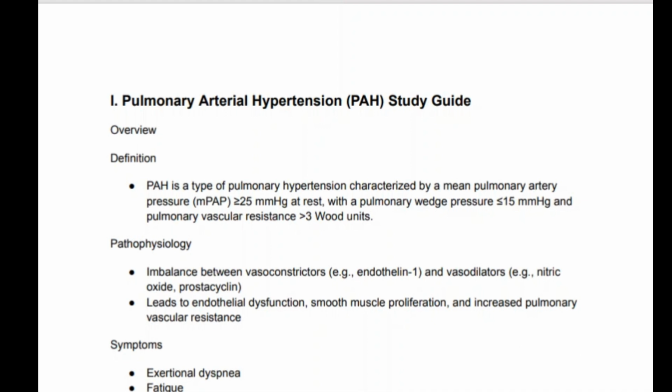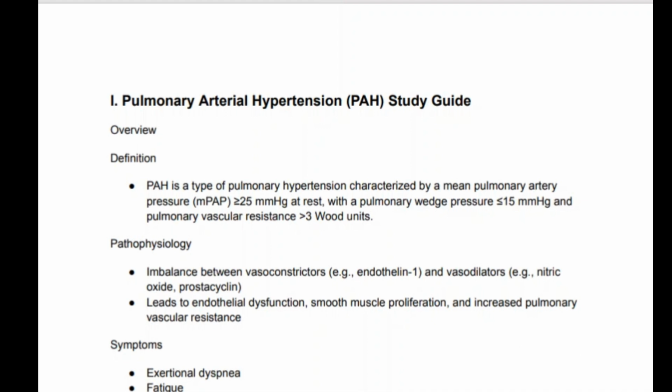I remember it's all about an imbalance. We have vasoconstrictors like endothelin trying to narrow those blood vessels. Right, and at the same time we have those vasodilators like nitric oxide and prostacyclin trying to keep everything open and flowing smoothly. Exactly. But in PAH, the vasoconstrictors are winning the tug of war, which leads to endothelial dysfunction, smooth muscle proliferation, and ultimately that increase in pulmonary vascular resistance that we talked about.